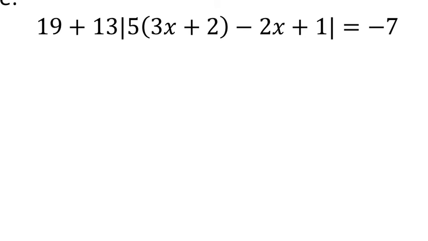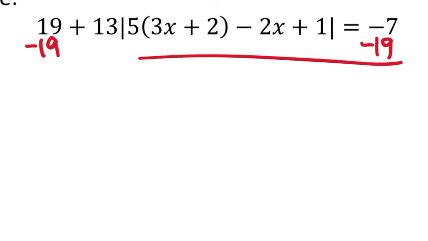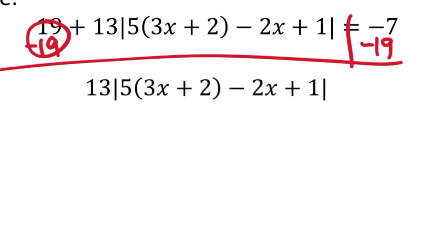But what we should do is isolate the absolute value. So I'm going to subtract 19 from both sides. So what does this give me? That zeroes that out. And we get all this stuff here. Thank goodness for technology, because I don't want to really write all that stuff. But now this equals negative 26 right there, okay?